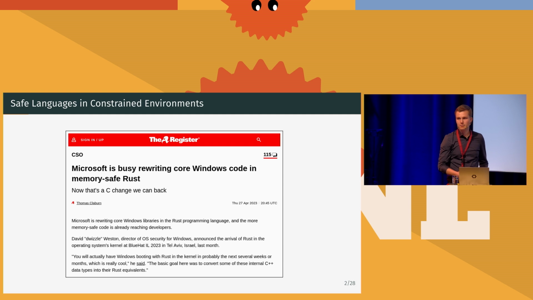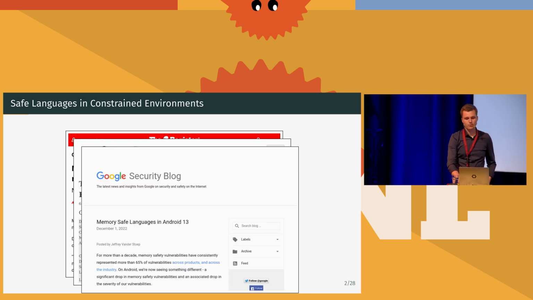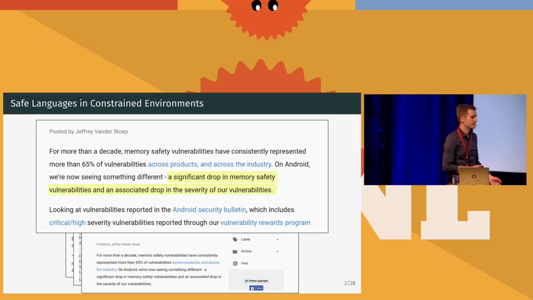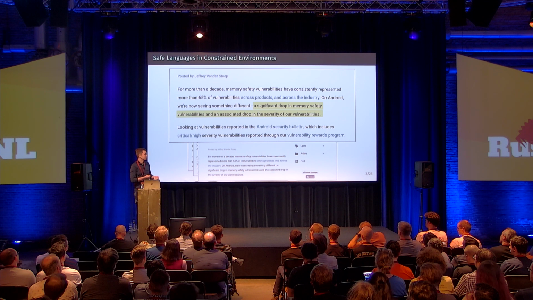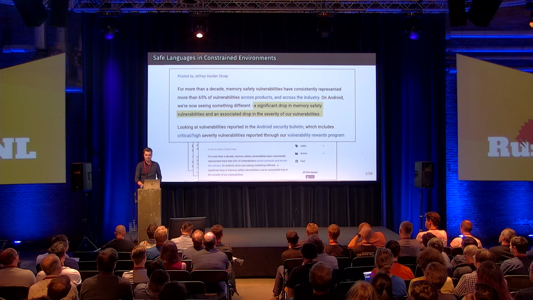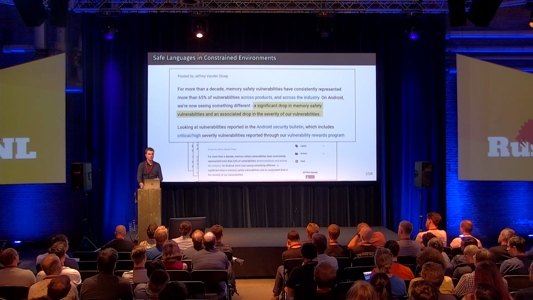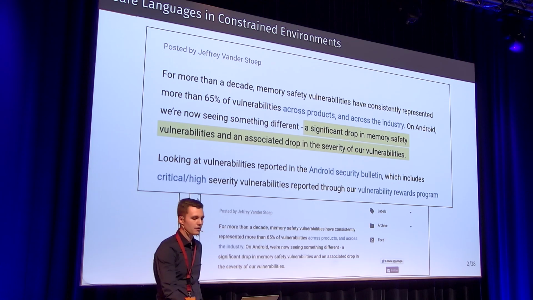For instance, Microsoft is rewriting some core Windows kernel code in Rust. Linux is obviously experimenting with Rust, as we've seen. And Google is writing some core components of their Android operating system in Rust. Based on their reporting, they also see a significant drop in memory safety vulnerabilities and an associated drop in the severity of these vulnerabilities, which confirms that these advantages even work in more constrained environments.